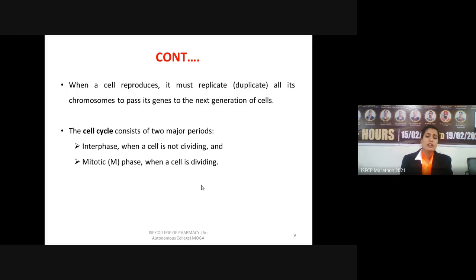The cell cycle consists of two main phases. The first phase of the cell cycle is the interphase, and the second phase is the mitotic phase, also known as the M phase. The interphase is the one in which the cell is not divided, whereas the mitotic phase is when the cell is divided.